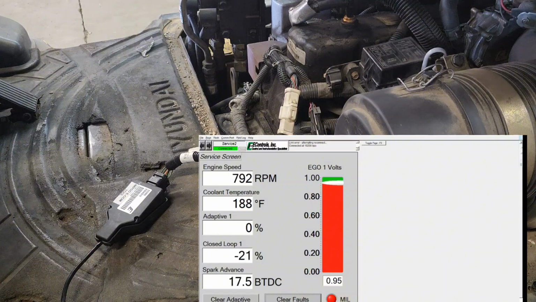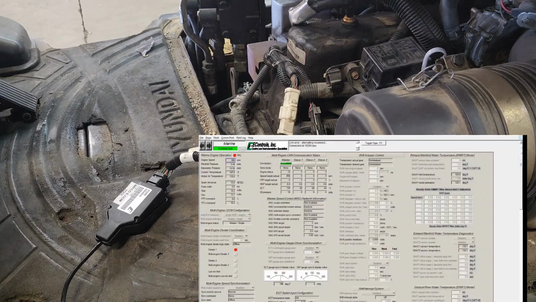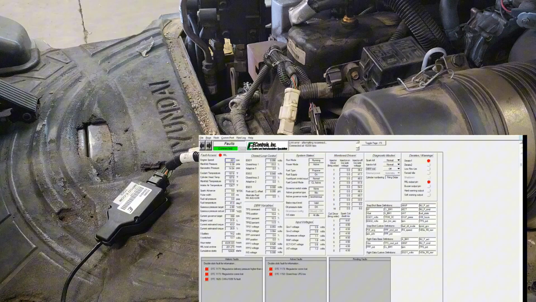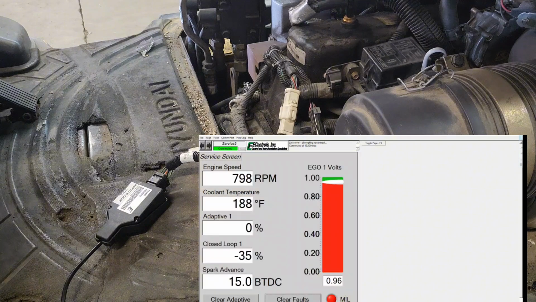Adaptive is 0. Now I would not doubt the oxygen sensor reporting bad because I can smell it from the exhaust. This is really running rich. Okay, so now we see our closed loop. So if we went into closed loop right now, yeah, closed loop active. And there you go. So now we got a DTC 1152, closed loop LPG low.